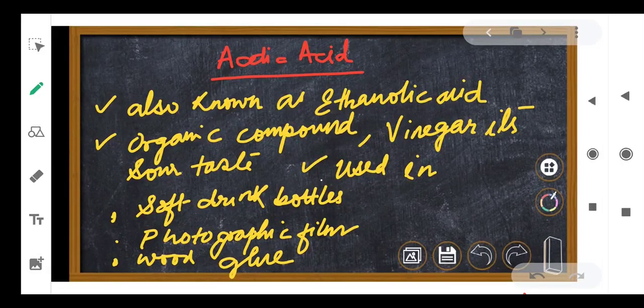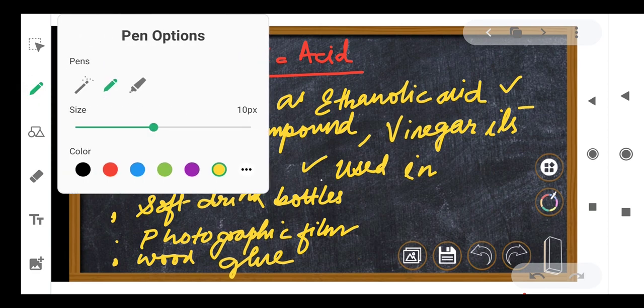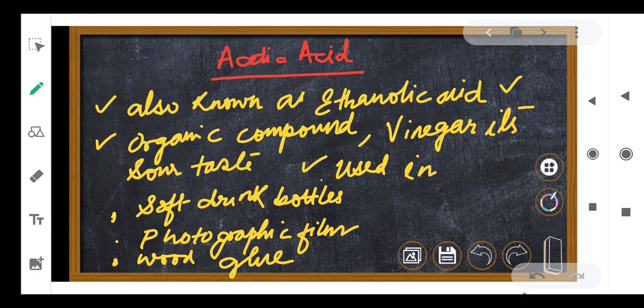Good morning, students. We have already completed the production of citric acid, so we will move on to the production of acetic acid. You know that acetic acid is also known as ethanoic acid. It's an organic compound which gives vinegar.